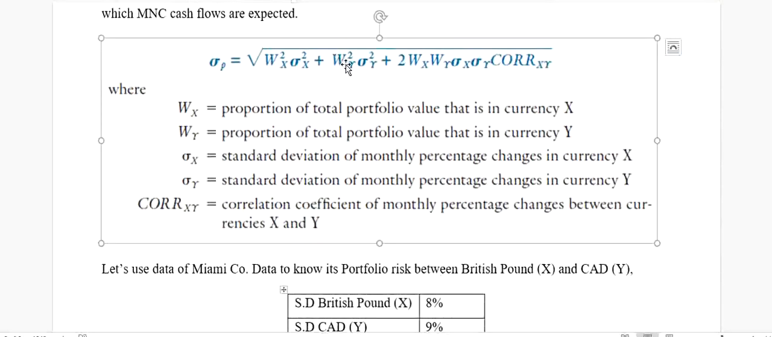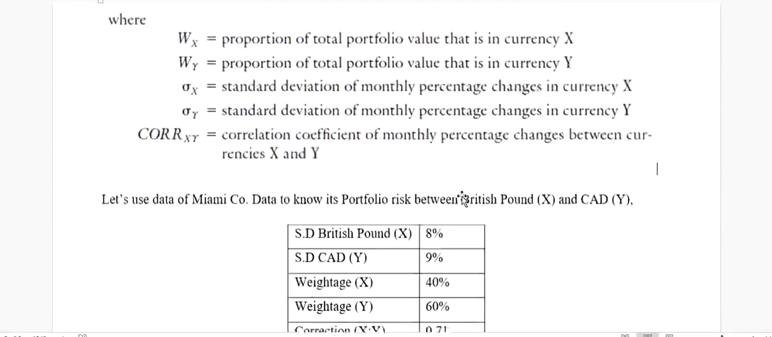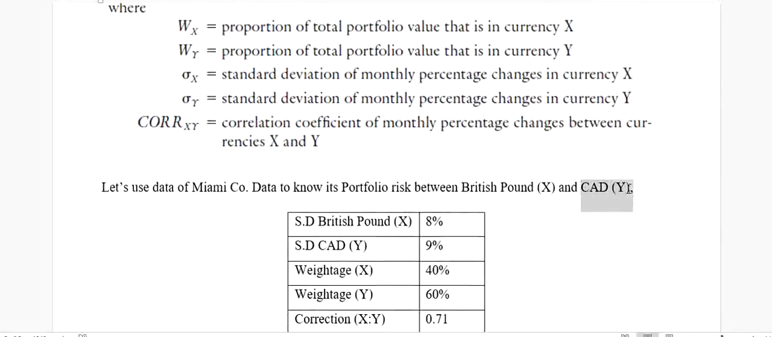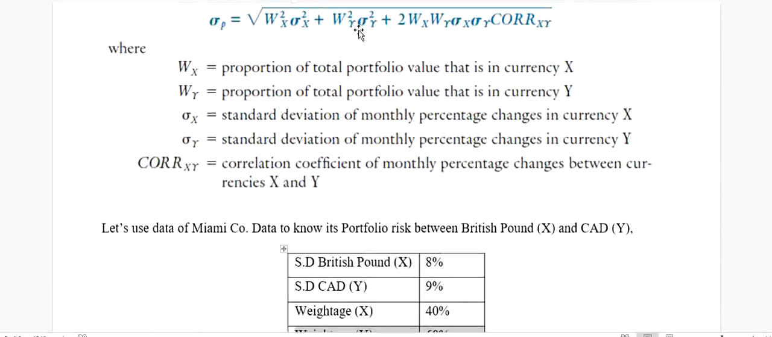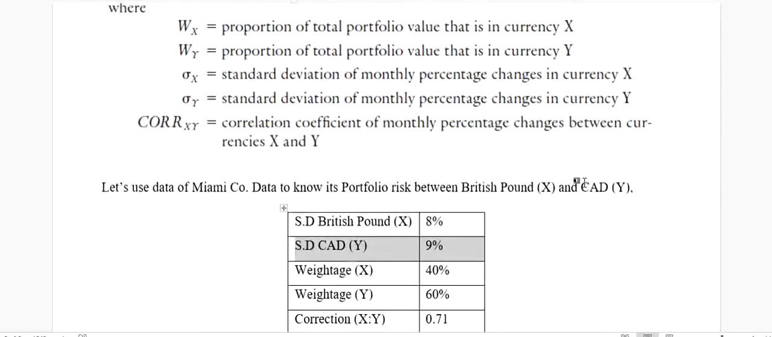Then we have WY square and sigma Y square. Y represents, let's say, the Canadian dollar. So the WY is 60%. I will take the square of the 60%, and whatever the answer is, it can be written here. While sigma Y square is the standard deviation of the Canadian dollar, 9%, assuming you know how to calculate that also.